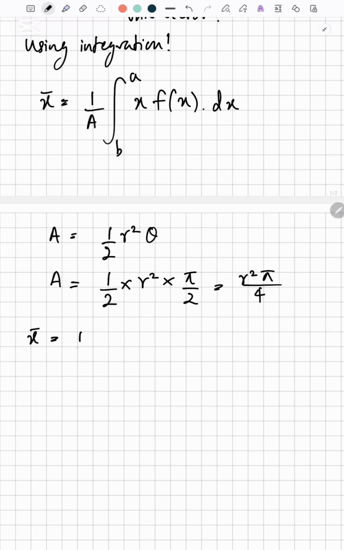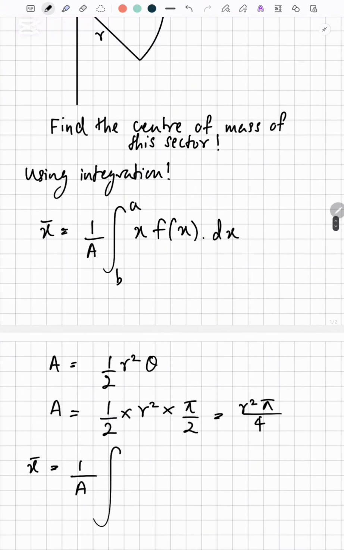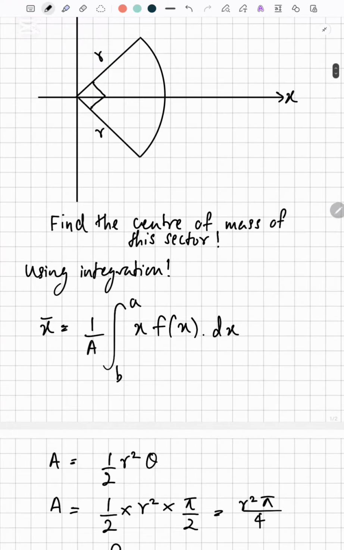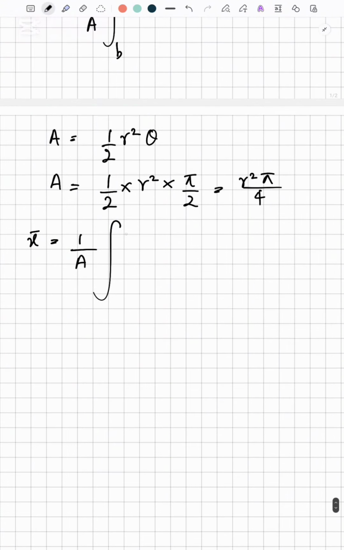So the center of mass equals 1 over A into the integration of... It's not going to be x though. It's only going to be x into f(x) if our graph was either a line, a curve, something like that, y in terms of x. But in this case, we have a radius, right? This is like a section of a circle. So we are going to consider polar coordinates. When considering polar coordinates, instead of x, it's going to be r, right? So r into f(x) dx.